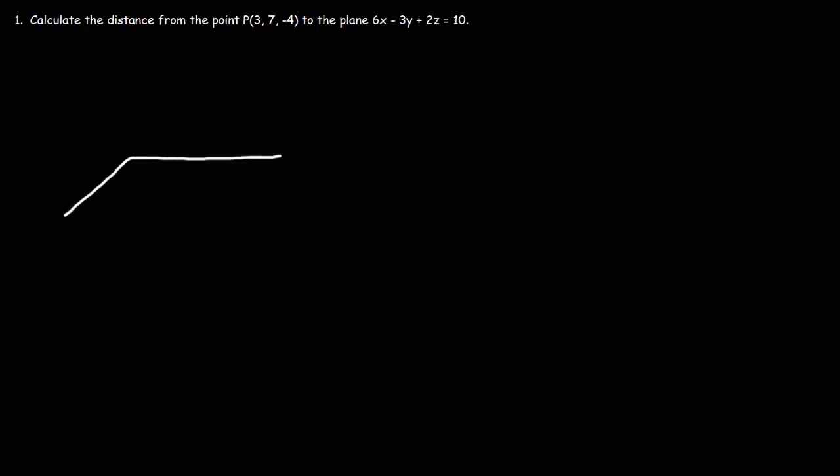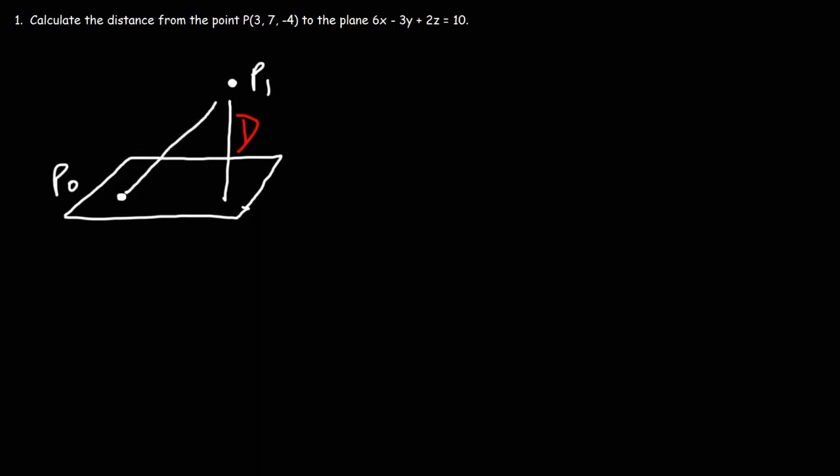So let's say we have some plane represented by this picture and a point above that plane. Let's call that point P1. So our goal is to find the distance between that point and the plane. We want the shortest distance. We're going to call that distance D. Now let's say we have some other point that is on the plane, which we'll call P0, and we're going to draw a vector emanating from P0 pointing towards P1. And let's call that vector B.